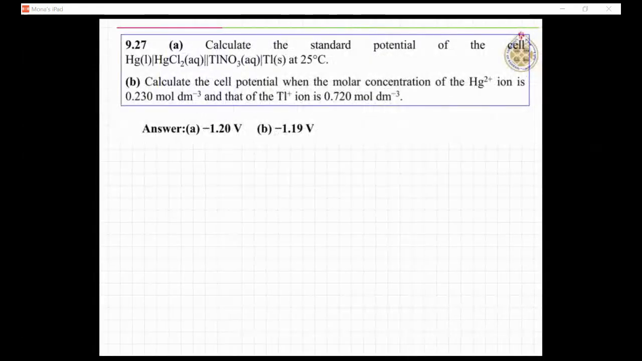Now 927, let's see. Have we solved 927 before?